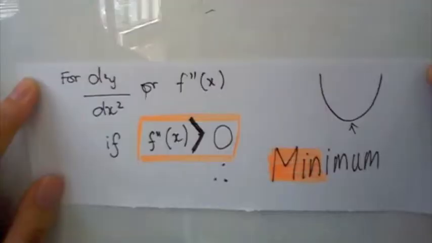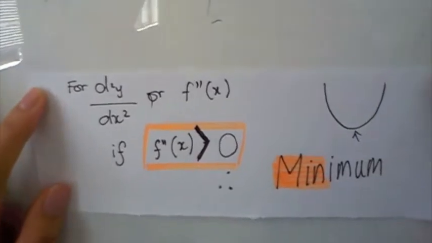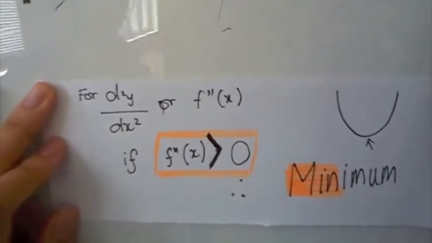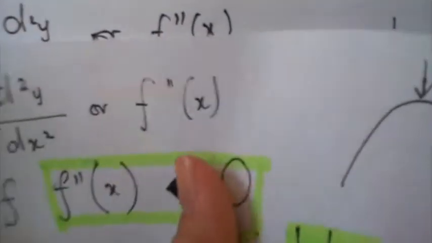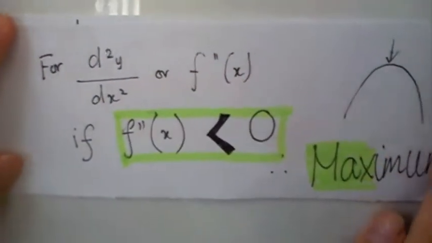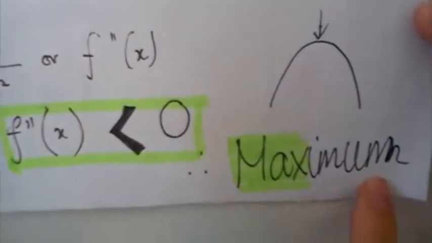Done. So at the second derivative, if f double dash x is bigger than 0, it is the minimum. And if f double dash x is smaller than 0, it is the maximum. Move on to the increasing and decreasing function. You can review that on page 132 in your book.